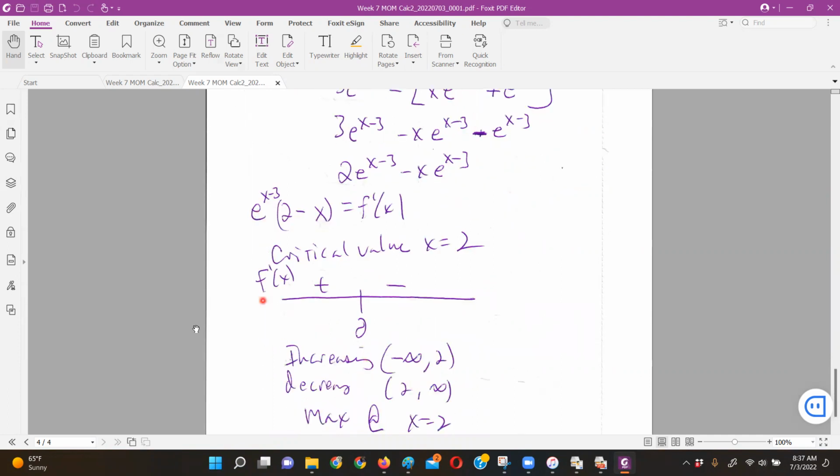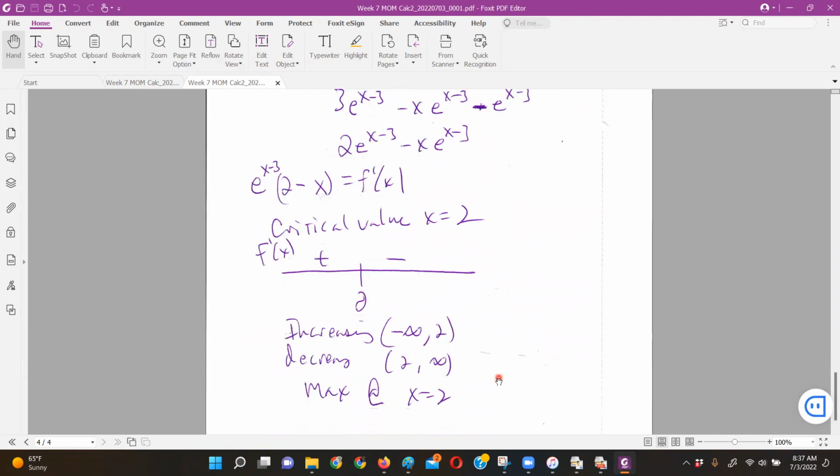So it's increasing from negative infinity until 2. It's decreasing from 2 to infinity. And because the function is changing from an increasing function to a decreasing function, or the derivative changing from positive to negative, I know that at x equals 2, there's a maximum.